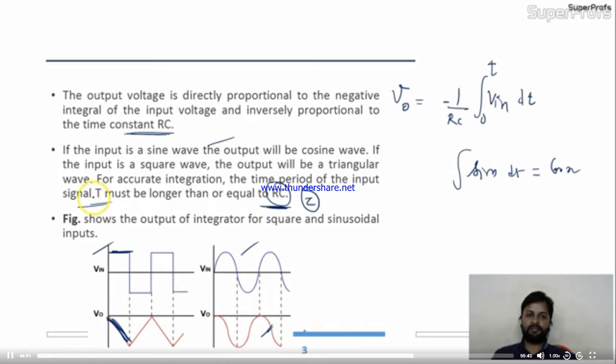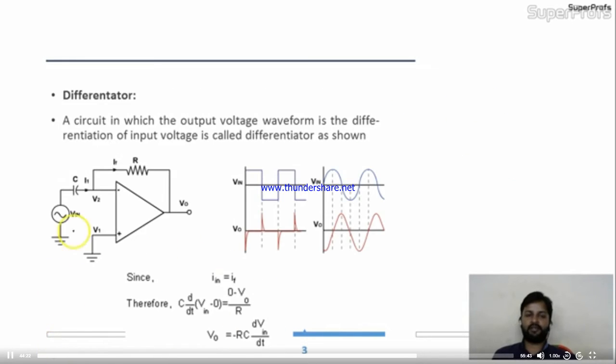So for accurate integration, the time period of the input signal, this is the period, right? This period should be higher than RC. Okay. You can see in this figure the output of the integrator for square and sinusoidal inputs. Now we'll see integration is over. Now we'll see the differentiator. Okay, so it will differentiate.